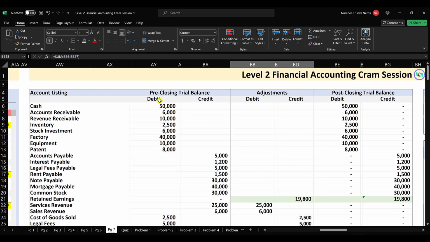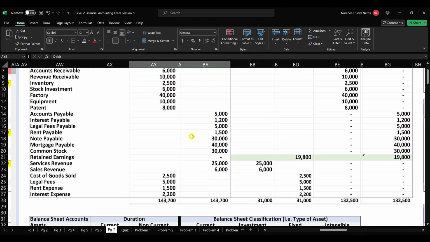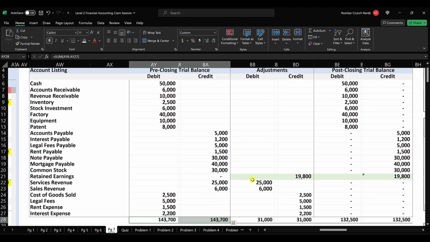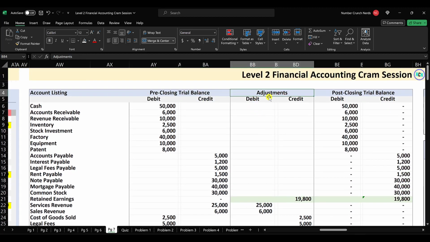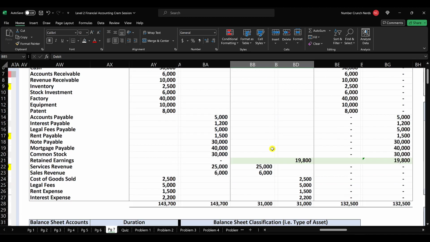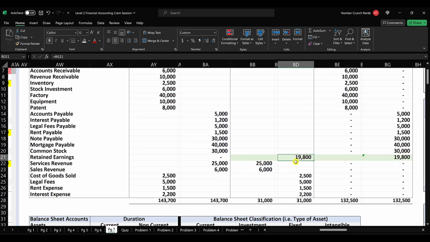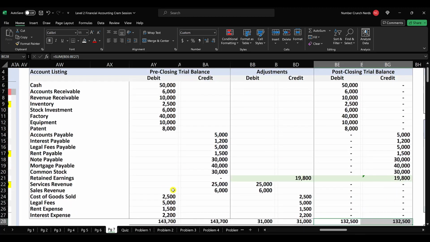credits have to balance. Debits and credits in the pre-closing trial balance. Debits and credits in the adjustments column, this is still debits and credits. They have to balance too. That's why I need the entry right there too, to make sure this balances. And with this here, then this balances as well. My post-close trial balance also balances. So everything is in balance.